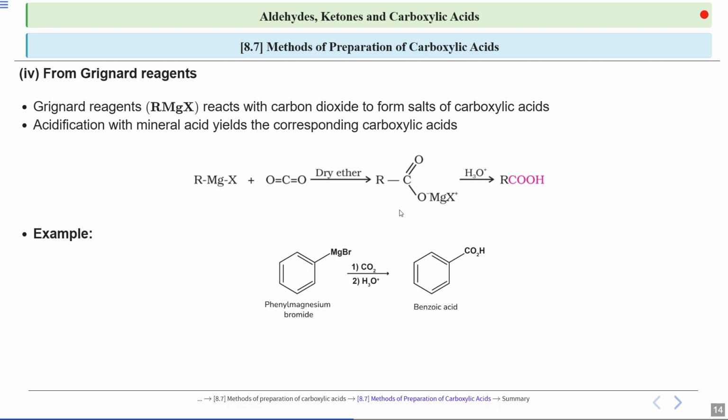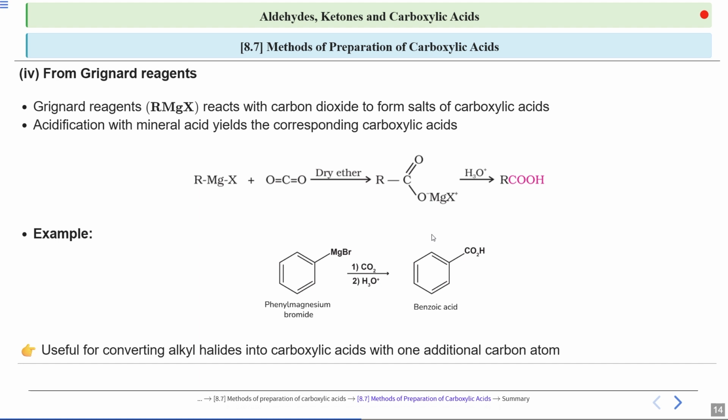If you look at this particular example, you have phenyl magnesium bromide. When you treat it with CO2 and further do the acidification, finally you get your product as benzoic acid. So the intermediate which is involved is a salt of carboxylic acid.